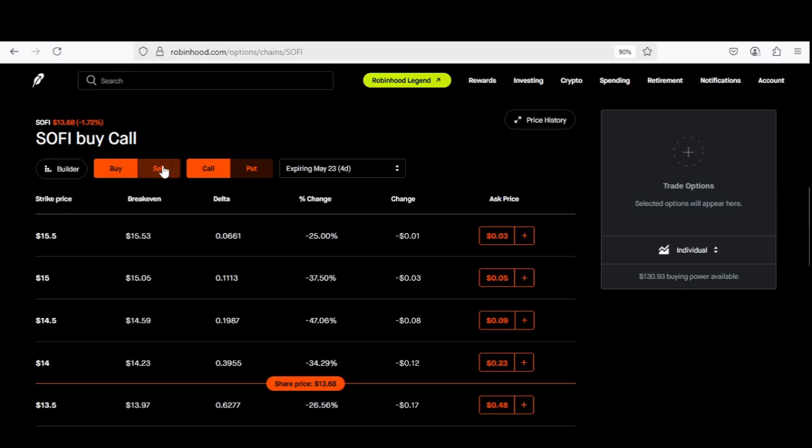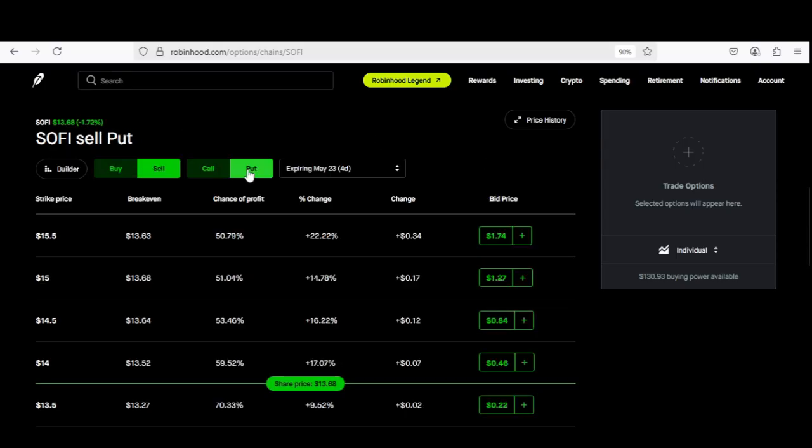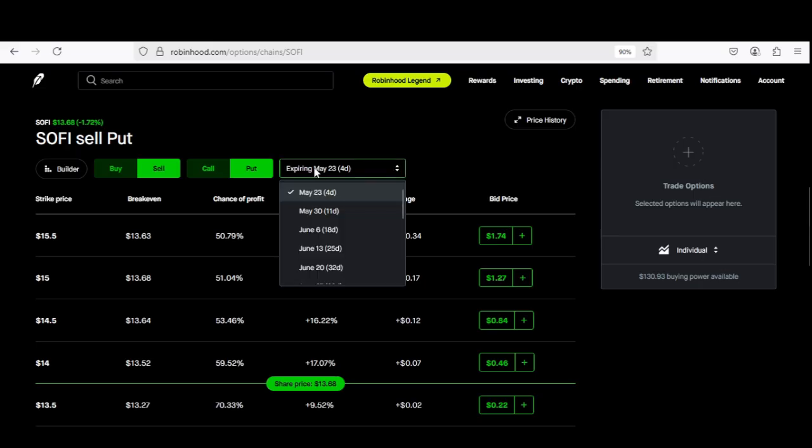You're first going to go to sell. You're going to go to put. And then now you're going to go ahead and choose your expiration date. Now, if you're a beginner, you should be doing what's known as monthly options. That way you don't have to manage the trade as much. Monthly options simply mean choosing expiration dates that expire on a monthly basis.